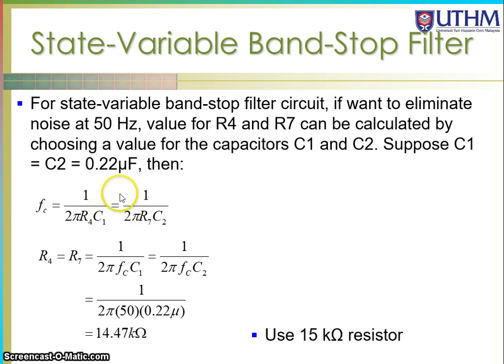This is an example of a state variable bandstop filter with the values of R4 and R7 to be found. The given values are the capacitors C1 and C2, which are 0.22 microfarad. If you calculate for a frequency of 50 Hertz, you get 14.47 kilo ohm. There is no available 14.47 kilo ohm resistor, so we can use the nearest 15 kilo ohm resistor.